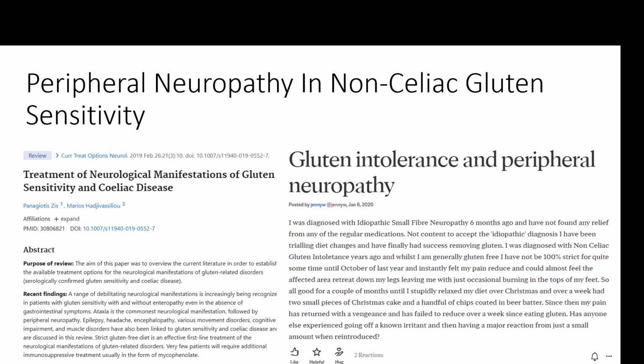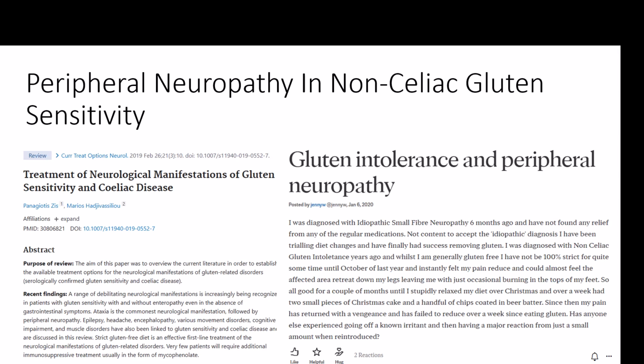and could almost feel the affected area retreat down my legs, leaving me with just occasional burning in the tops of my feet. So all good for a couple of months until I stupidly relaxed my diet over Christmas, and over a week had 2 small pieces of Christmas cake and a handful of chips coated in beer batter. Since then, my pain has returned with a vengeance and has failed to reduce over a week since eating gluten.